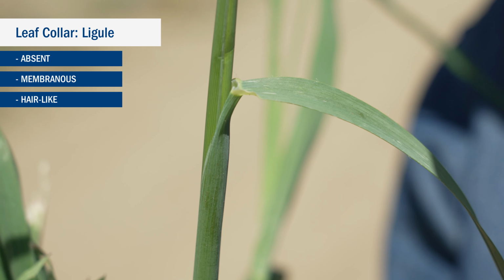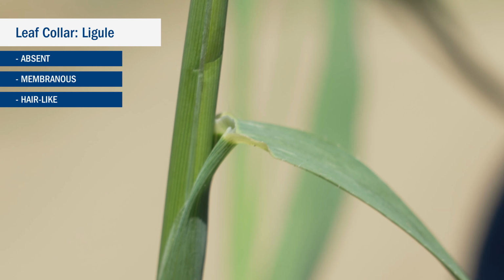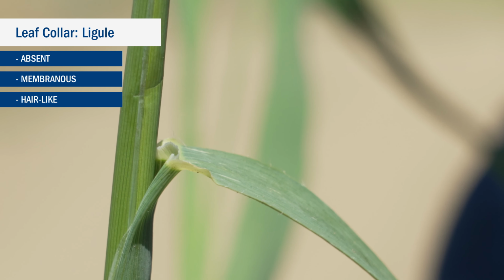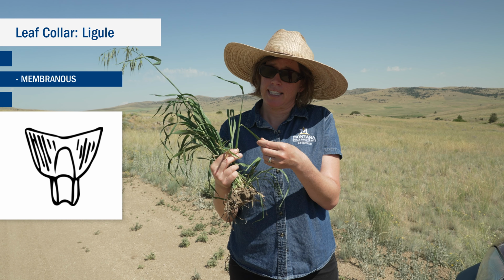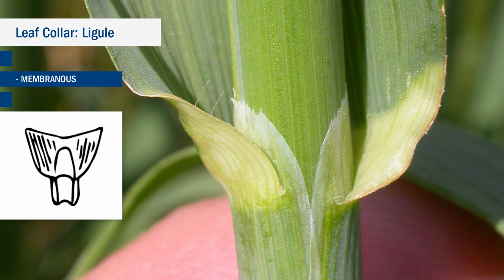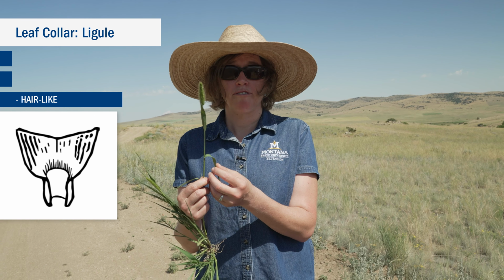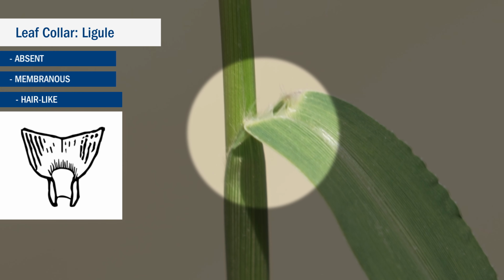Another important characteristic in this area is a ligule. A ligule is a structure on the inside of the leaf blade where it meets the leaf sheath. If present, it will be a membrane or a line of hairs. It is most visible if you gently pull the blade away from the stem. Ligules can be membranous or hairy, and some species don't have a ligule at all. This wild oat plant has a membranous ligule, so it has a membranous piece of tissue at the base of the leaf blade. This green foxtail plant has a ligule made up of a short fringe of hairs.